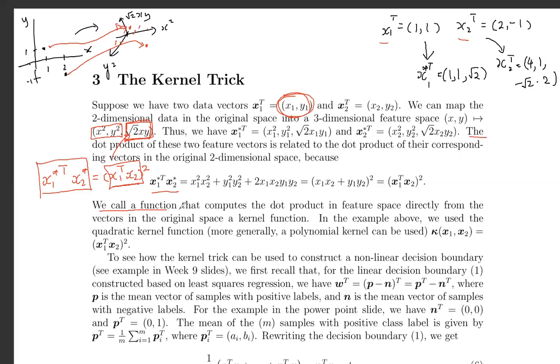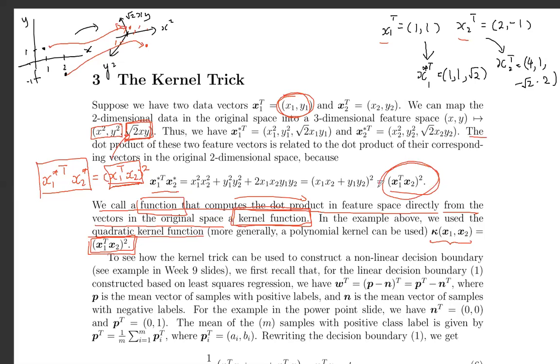We call a function that computes the dot product in feature space directly from the vectors in the original space a kernel function. So this is what a kernel function means. It's a function that computes the dot product in feature space. In the example here, we use the quadratic kernel function, which takes x1 and x2 and produces this thing. If you have a quadratic kernel function, you will end up with something like this.